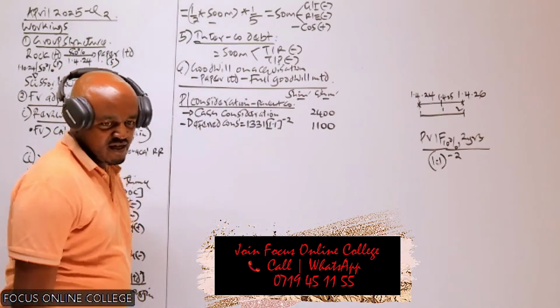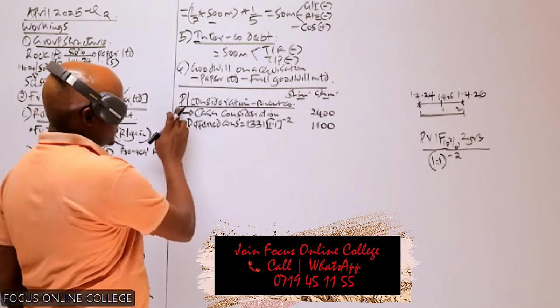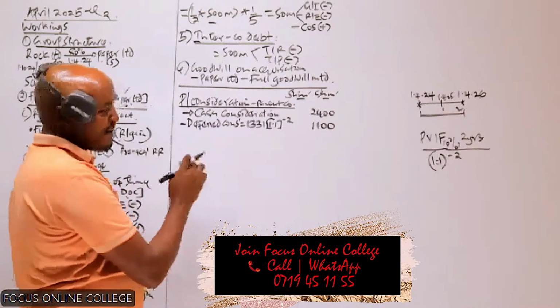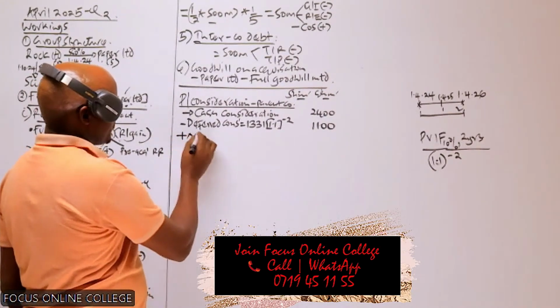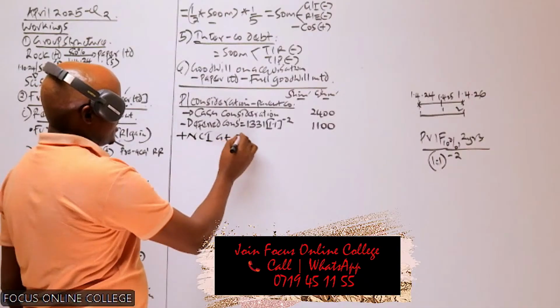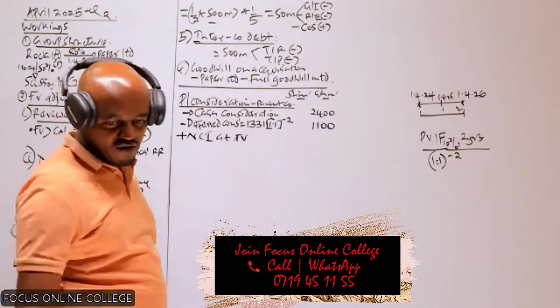Is that what you're getting? Yes. Okay, so then this is basically the purchase consideration paid by the parent. And then now to this, what do we need to do? We need to add the NCI at fair value. Remember, you're using the full goodwill method.